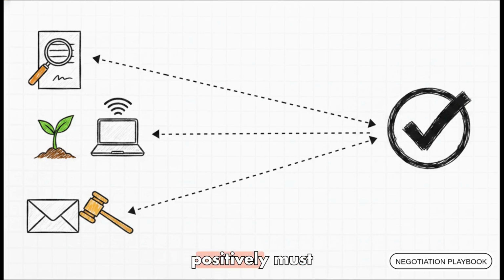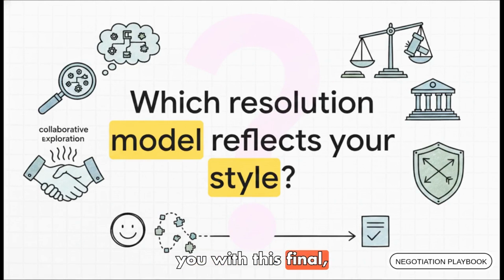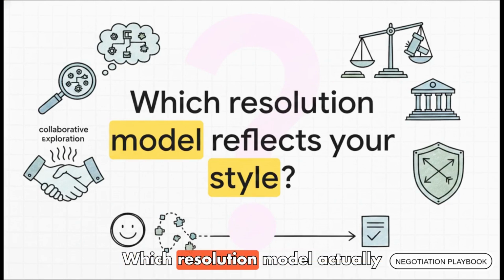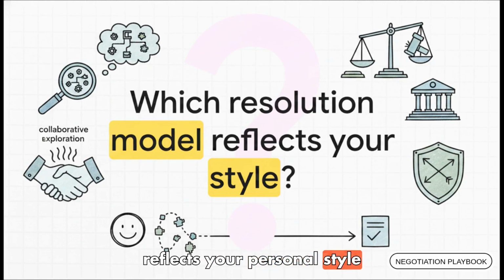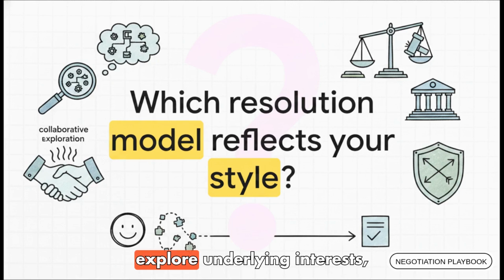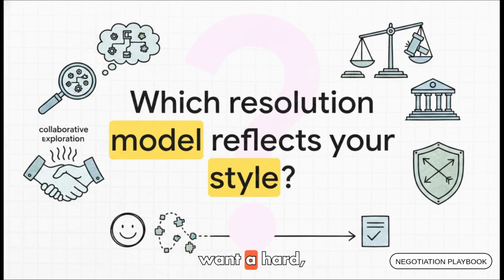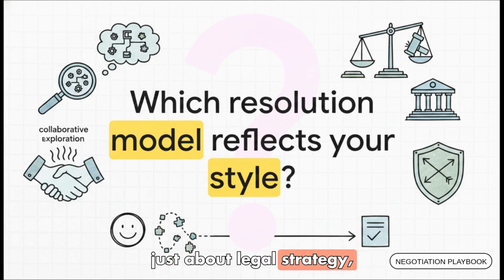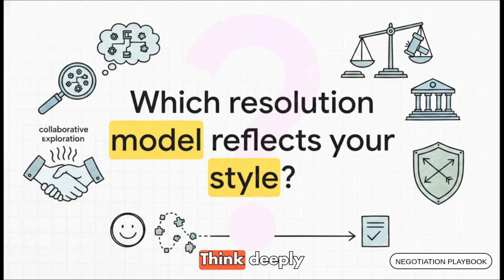And if you absolutely positively must leave with a guaranteed decision today, you're going to want those hybrid models like Med-Arb or Arb-Med. So I want to leave you with this final provocative thought. Which resolution model actually reflects your personal style when facing a conflict? Are you the type who wants to sit down and collaboratively explore underlying interests, or do you just want a hard, fast legal evaluation? Understanding this isn't just about legal strategy, it's really about knowing yourself and how you handle adversity. Think deeply about that before your next dispute pops up.